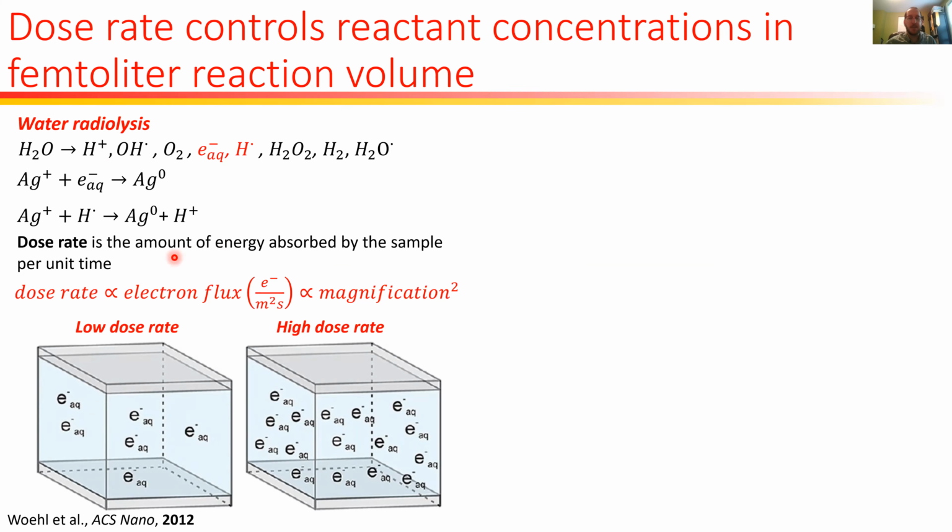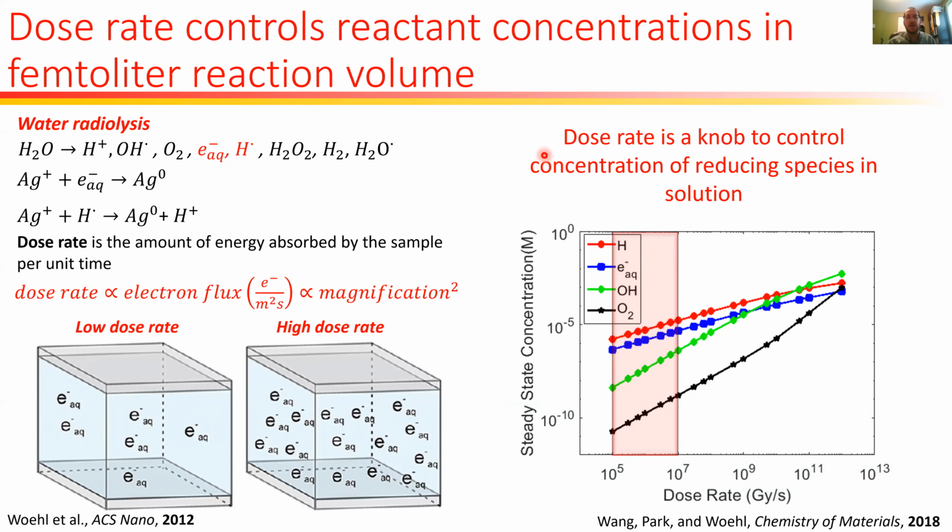And we form a steady state very quickly because this volume is actually about femtoliters. If you do the diffusion modeling, you find that steady state is reached in milliseconds. So basically dose rate is our knob for controlling how much reducing species we have in solution and how fast these two reactions proceed. And we can model this with models developed, again, back in the 50s and 60s for nuclear reactors to determine the steady state concentrations of the important species for what we're studying.